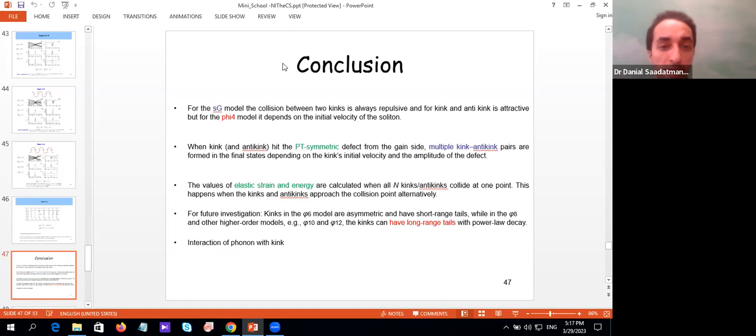And on the last topic, since we have shown that when the kink interacts with the PT symmetric defect, some phonons can be excited, the interaction of the phonons with the kinks can also be an interesting topic for future investigation.